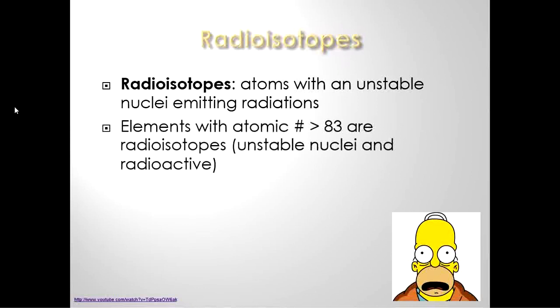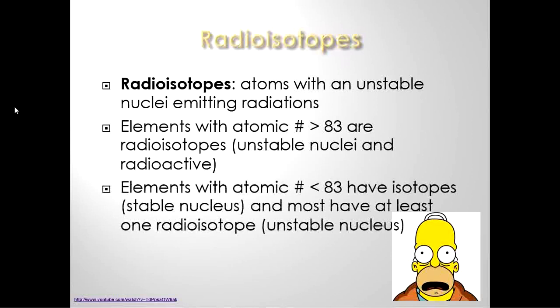Now, generally, elements with atomic numbers greater than 83 are radioisotopes, and elements with atomic numbers less than 83 have isotopes with a stable nucleus, but also have at least one radioisotope, which again means unstable nucleus emitting radiation.